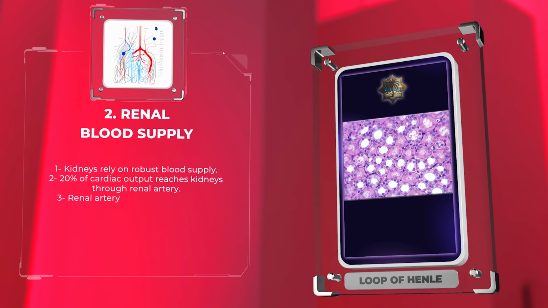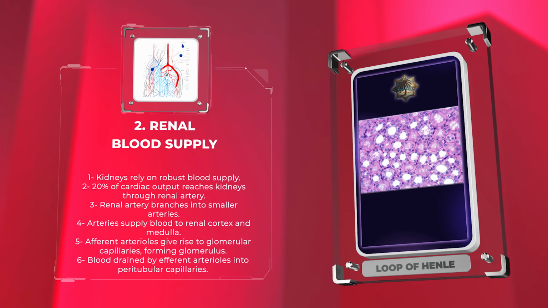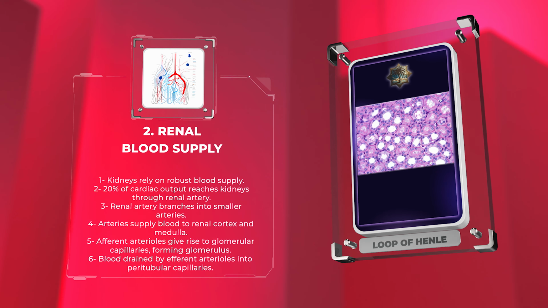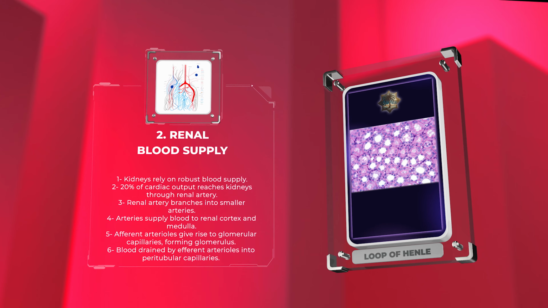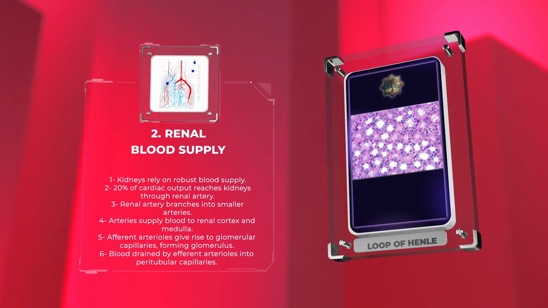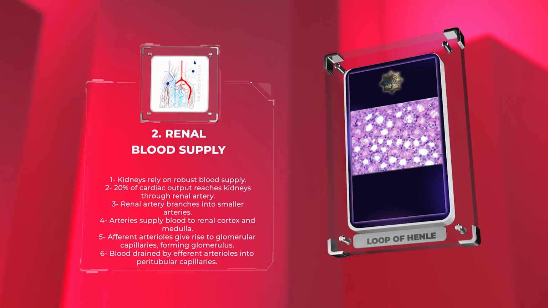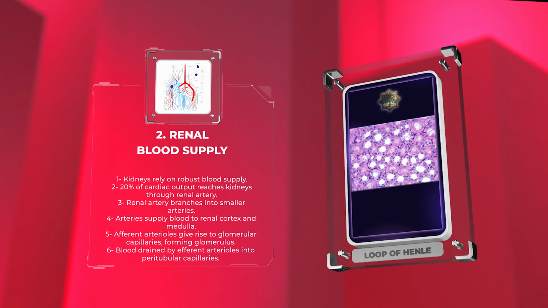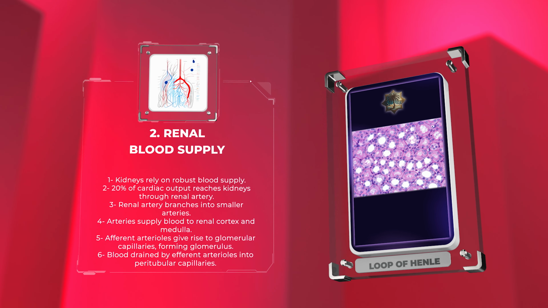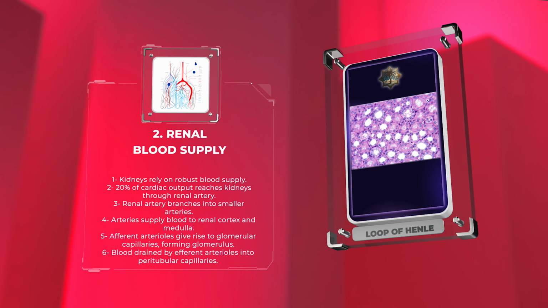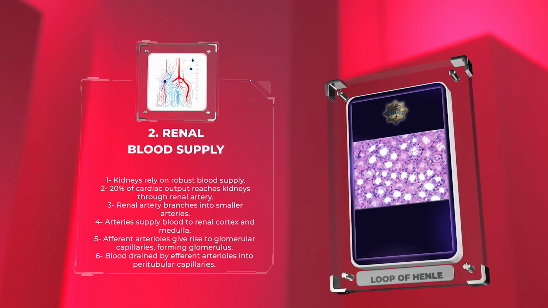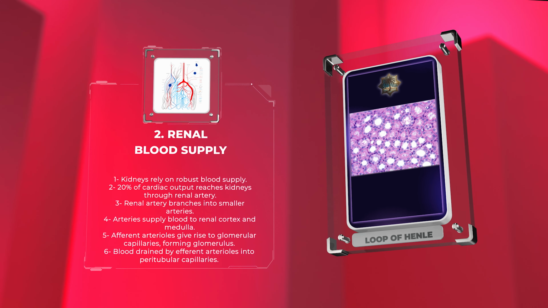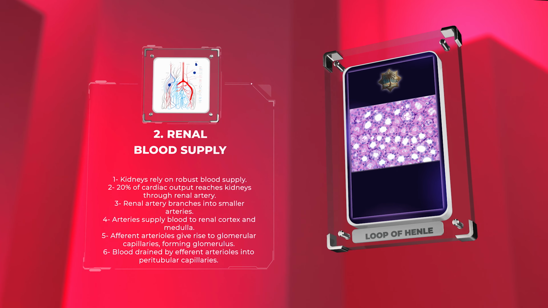The kidneys rely on a robust blood supply to function properly. Around 20% of the cardiac output reaches the kidneys through the renal artery, which branches into smaller arteries. These arteries supply blood to both the renal cortex and medulla. The afferent arterioles within the cortex give rise to the glomerular capillaries, forming the glomerulus. The blood is then drained by efferent arterioles into the paratubular capillaries, which surround the renal tubules. This arrangement facilitates efficient filtration and reabsorption processes. Ultimately, the intricate vascular network ensures the nephron receives vital nutrients and oxygen while eliminating waste products.